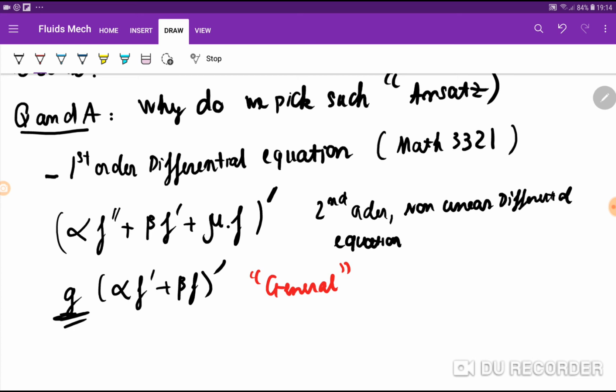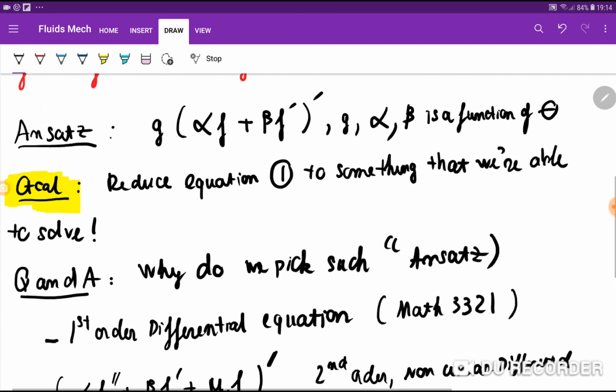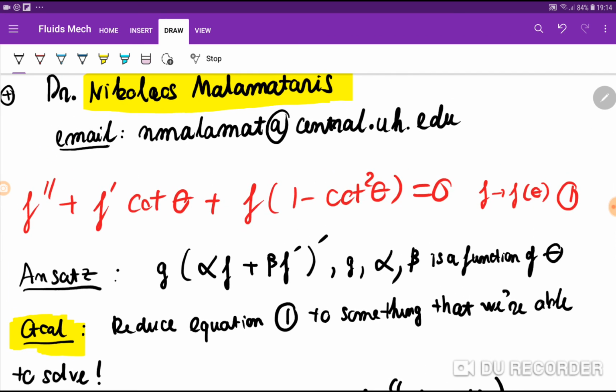So we don't want g to be a number, we want g to be a function because we want to be as generalized as we can. We pick g because it's the most generalized thing, there's nothing more generalized than that. Even if you pick g squared, well, just g, because chi squared is also a function of theta. Here we want a function of theta, so we just denote it chi. So the goal again is to reduce it to a function of theta, in this case chi, times alpha f plus beta f prime prime.